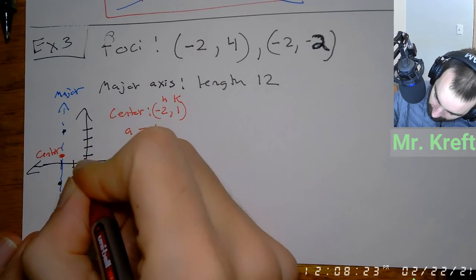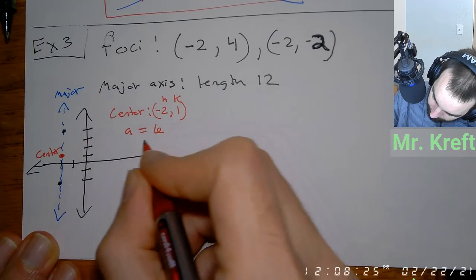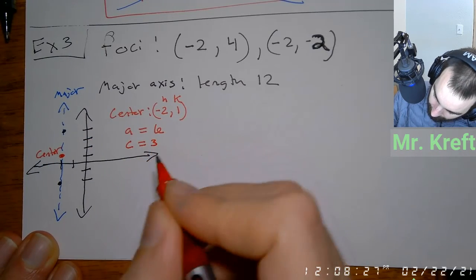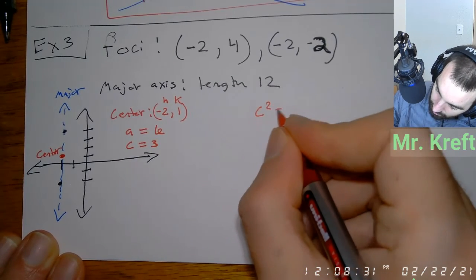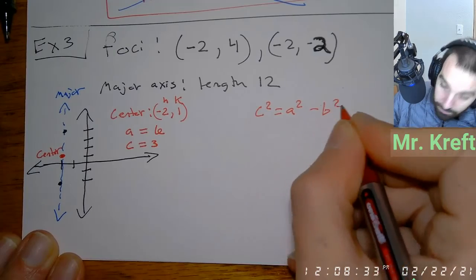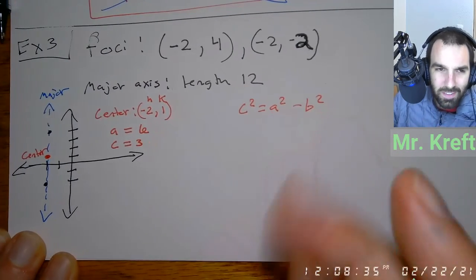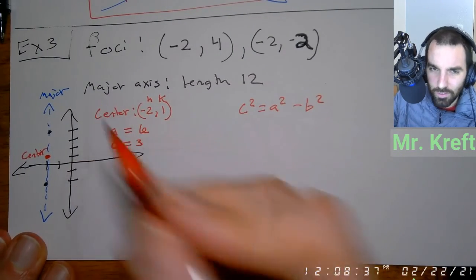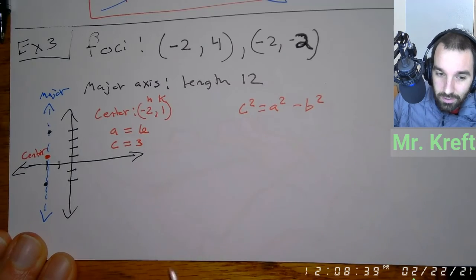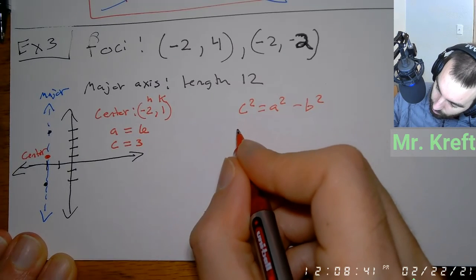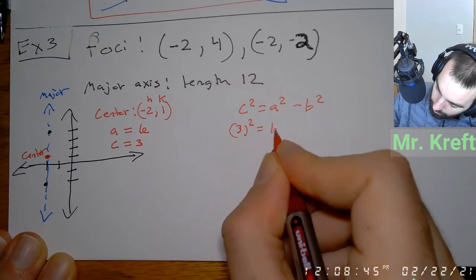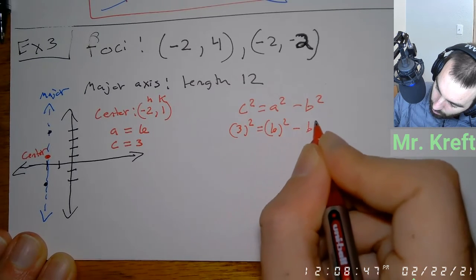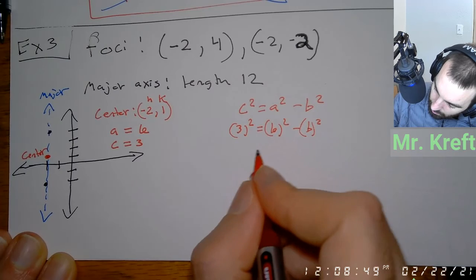And then what's my C? My C is 1, 2, 3. And then we're going to find B. So to find B, we're going to do C squared equals A squared minus B squared. And I'm sorry that I did all these ones with major. I could have changed that to a minor. Right, you can be given either information. And then I'm going to have 3 squared equals 6 squared minus B squared.